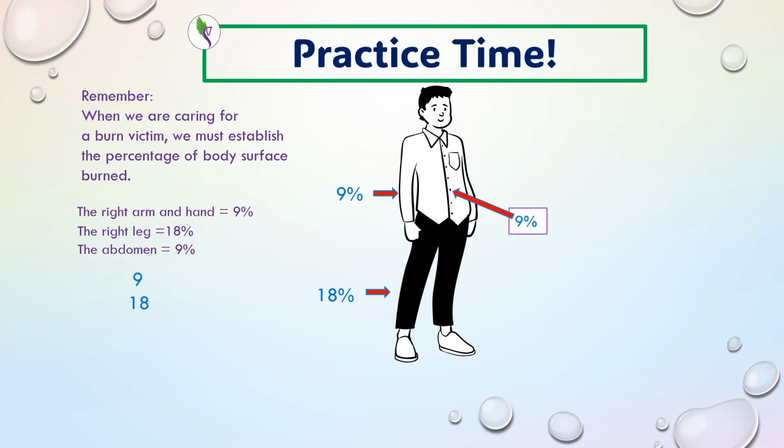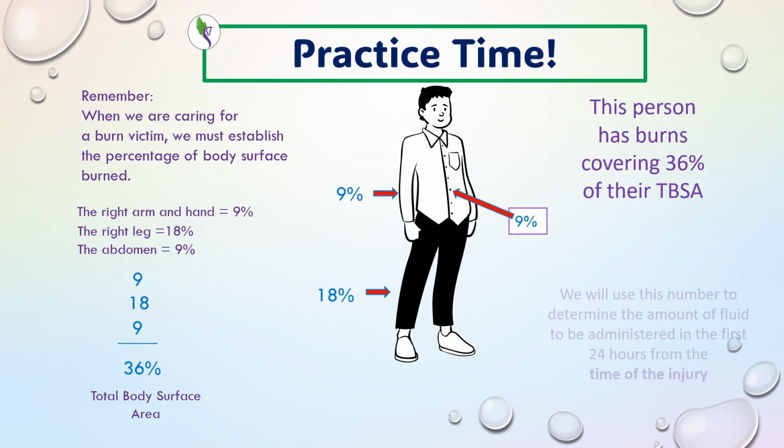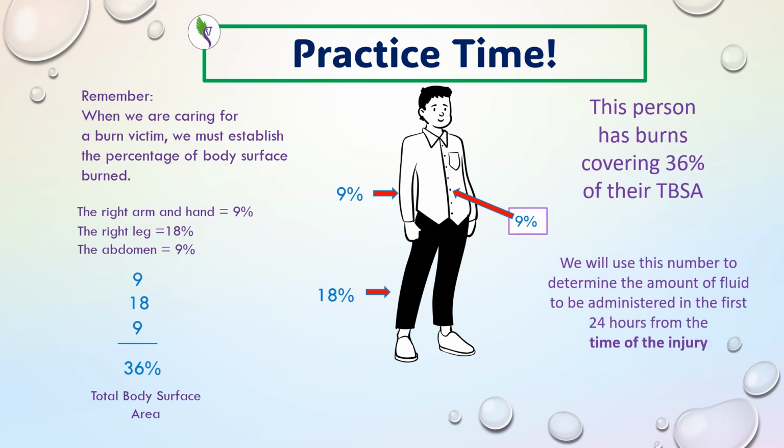We're going to add that up. 9 plus 18 plus 9 is going to give us 36%. So this patient has 36% of total body surface area burned. We're going to use this number to determine the amount of fluid to be administered in the first 24 hours from the time of injury.